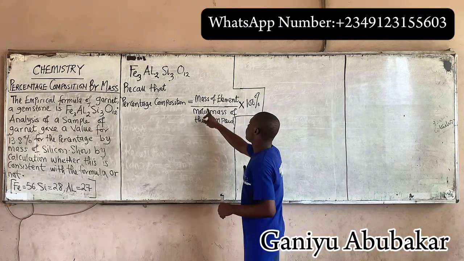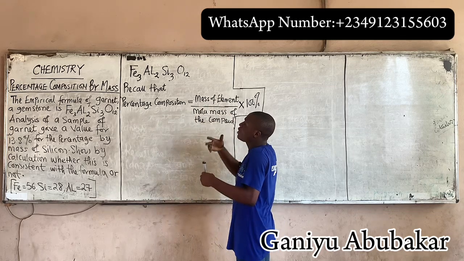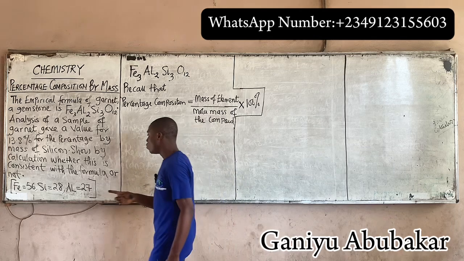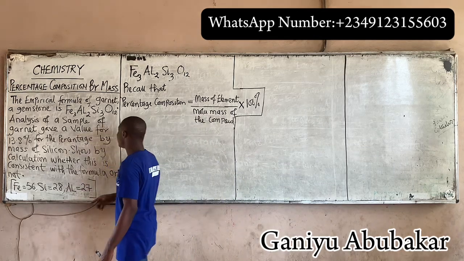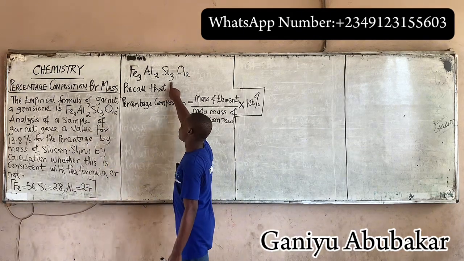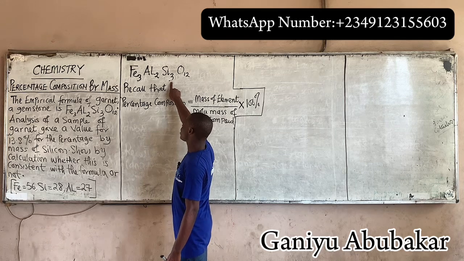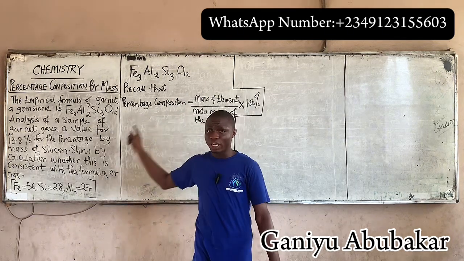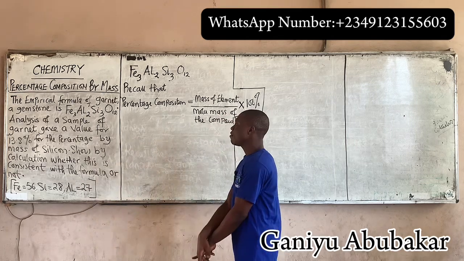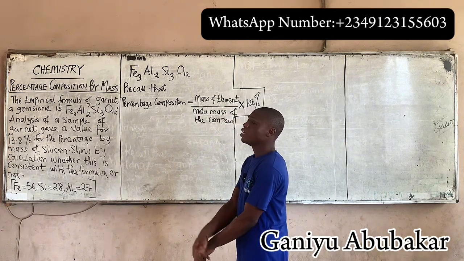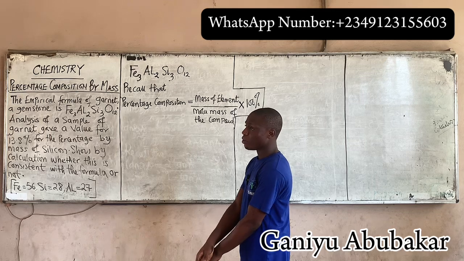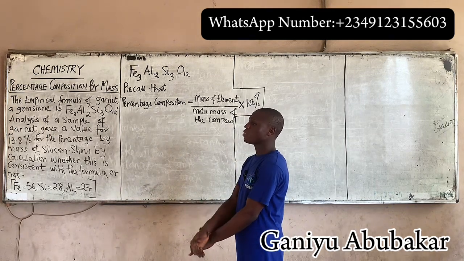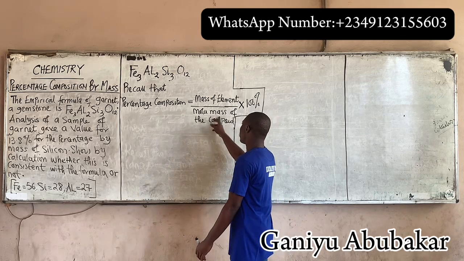So we said mass of the element. What element am I considering? That's silicon, right? So I need the mass of silicon, which is 28 here. But mind you, we have 3 silicon here, so that becomes 28 times 3. So we have 3 moles of silicon here. So what do you do now? My very first thing is to calculate the relative molecular mass of the compound, the molar mass of the compound.